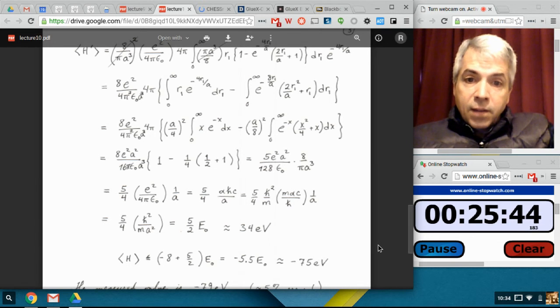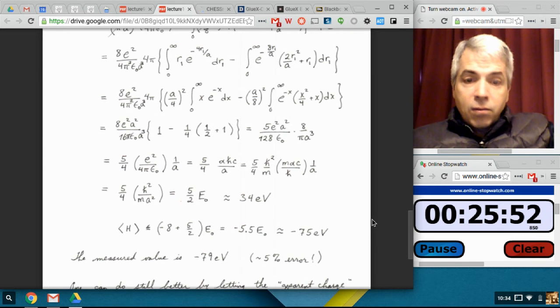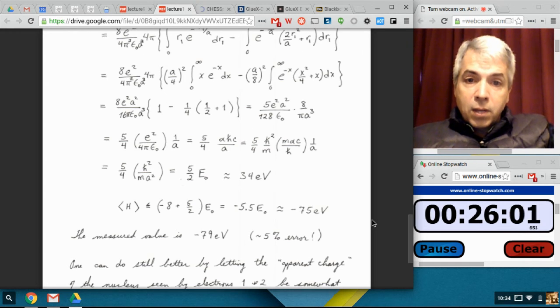Very interesting, because what's the answer from experiment? -79. Notice that just by this kind of simple-minded saying, what if the electrons didn't repel each other? We actually end up with a number that's within 5% in the ground state binding energy of helium. And of course, we can do much better.